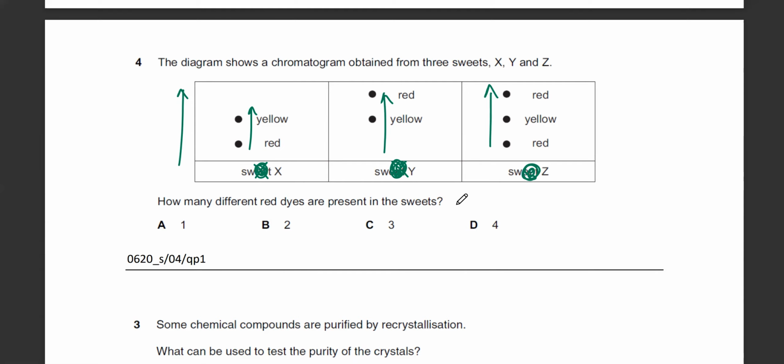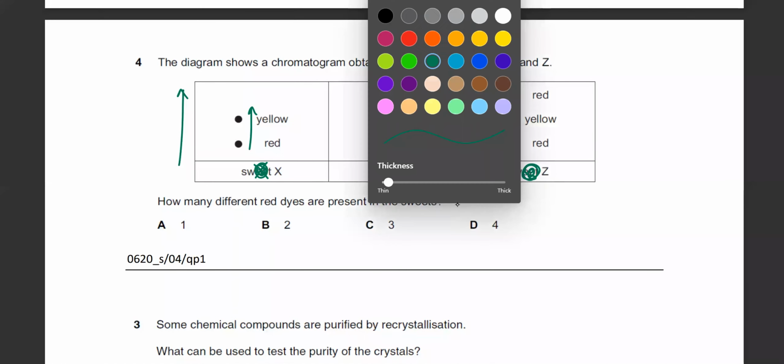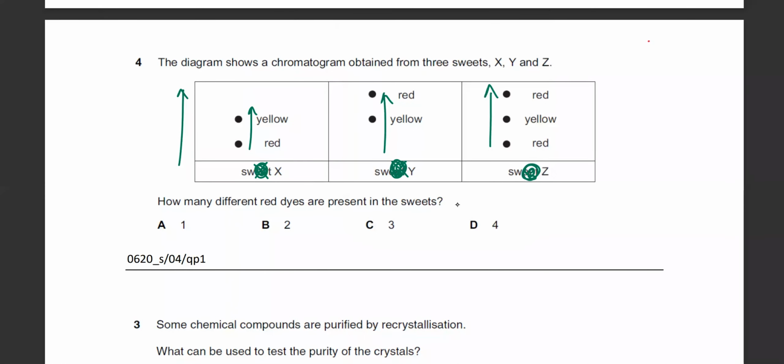Now I told you specifically that if a dye travels the same distance, then that pretty much means that they are the same dye. So for example, this red dye over here and this red dye over here. I mean, two completely separate chromatographies are happening, but this red dye is also traveling the same distance, right? And this red dye is also traveling pretty much the same distance. So that means they are the same dye. Is that clear?